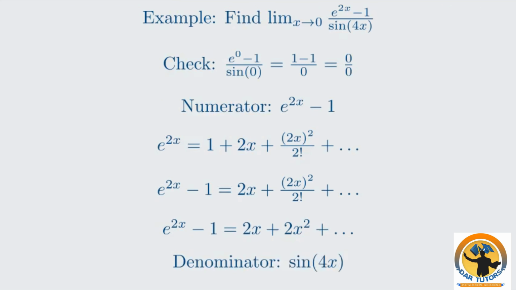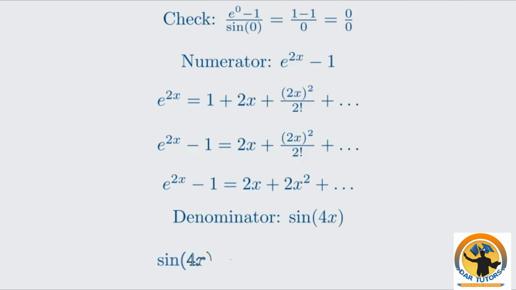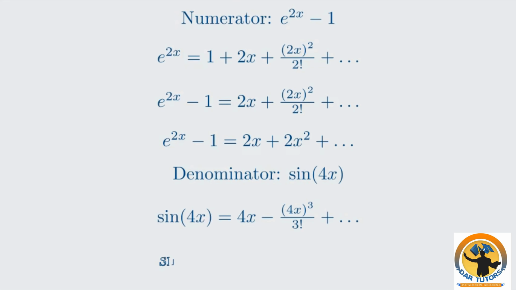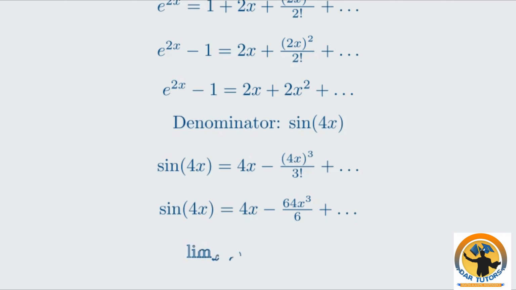For the denominator, sin of 4x, we use the series for sin u with u equals 4x. This gives us 4x minus (4x) cubed over 3 factorial plus higher order terms. Now we substitute these series back into the limit expression. We have the limit as x approaches 0 of the quantity 2x plus 2x squared, and so on, divided by the quantity 4x minus 64x cubed over 6, and so on.